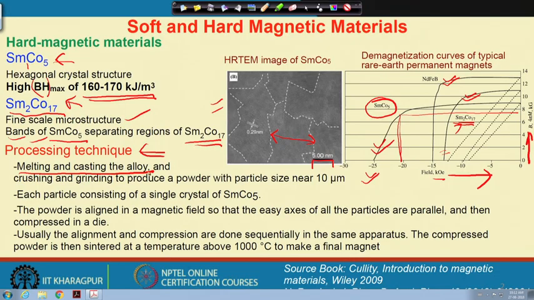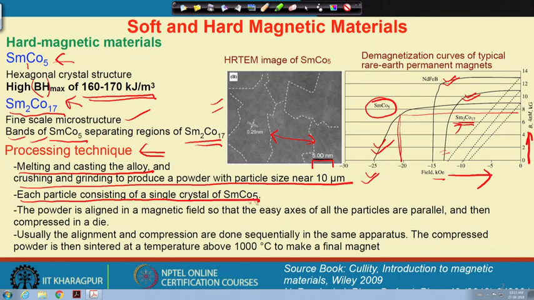The typical processing technique involved with such hard magnets is that we can go for a melting casting route, and then we crush the powders to produce a very fine particle size. Melting casting cannot give you, let us say, a 5 nanometer size homogeneous microstructure, which is very difficult to achieve. So, we may get such a 10 micrometer crystal size.